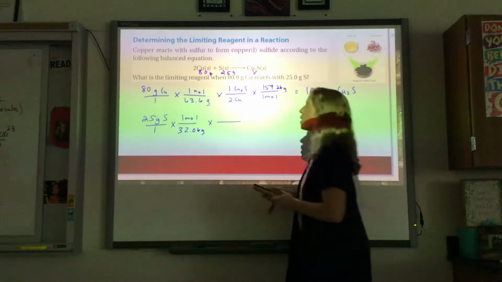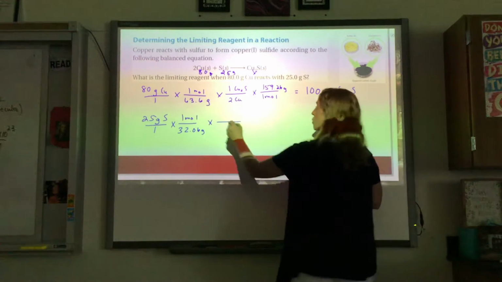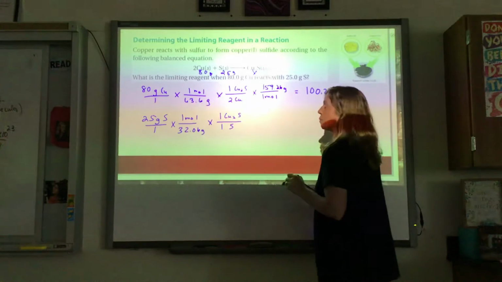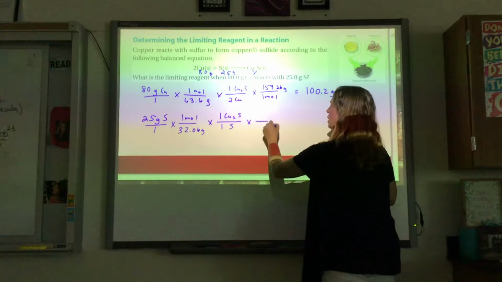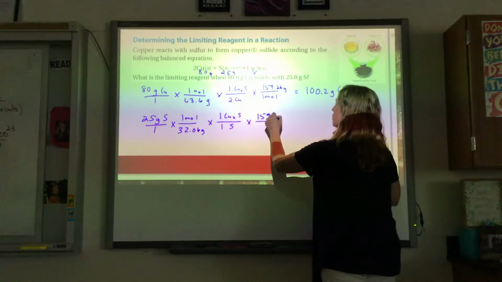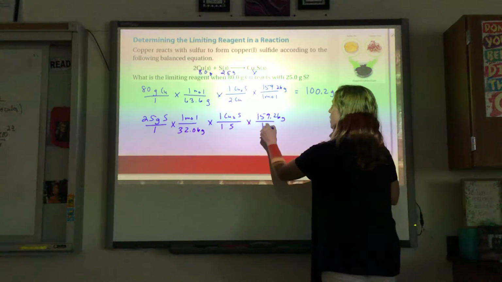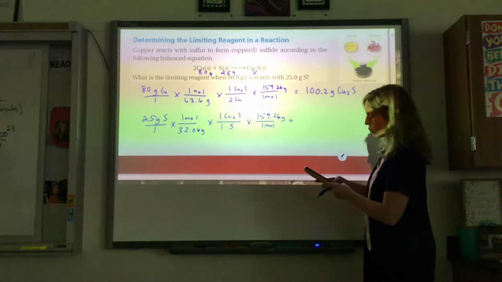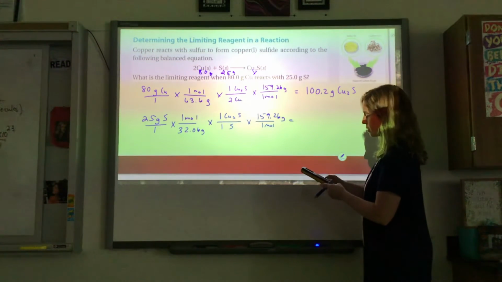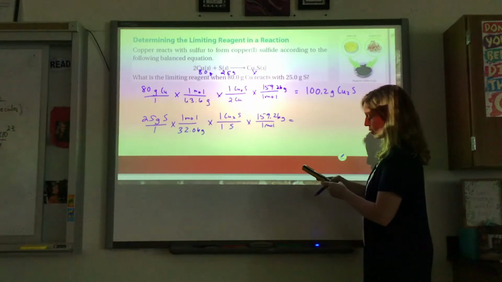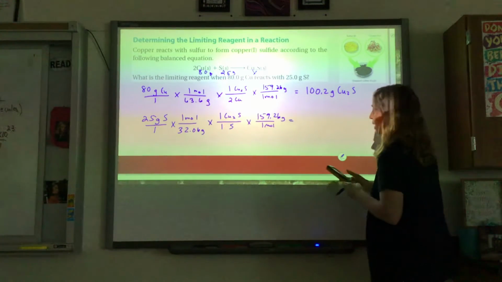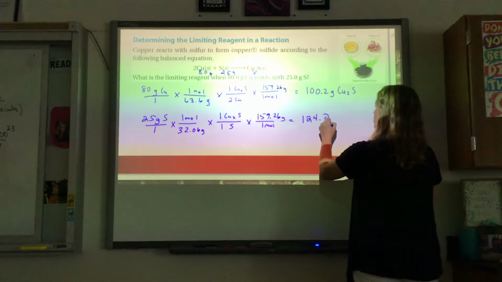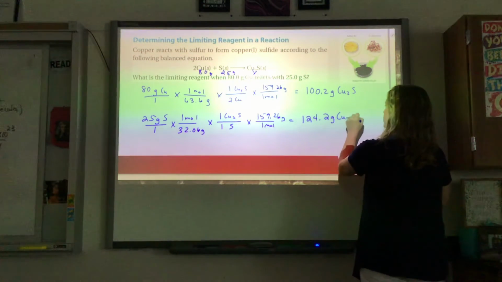I'm going to do my mole ratio. So 1 mole of copper sulfide for 1 mole of sulfur. And the last block is going to be the molar mass of copper sulfide over 1 mole. So now I'm going to have 25 times 159.26 divided by 32.06, and I'm going to get 124.2 grams of copper 2 sulfide.